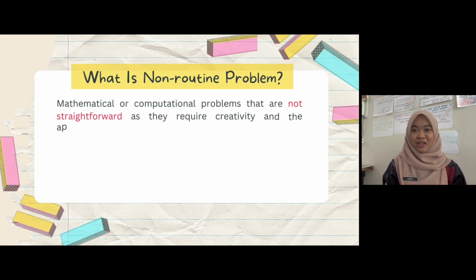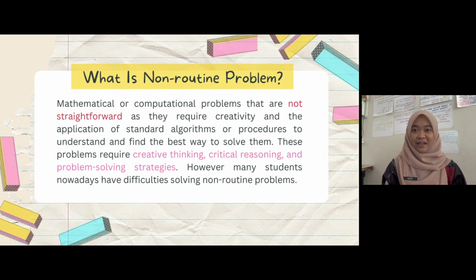First of all, computational thinking is a problem-solving technique that breaks down complex problem into small parts. Okay, next, what is non-routine problem? Non-routine problem is a mathematical or computational problem that are not straightforward as they require creativity and the application of standard algorithm or procedure to understand and find the best way to solve them. This problem requires creative thinking, critical reasoning, and also problem-solving strategy.